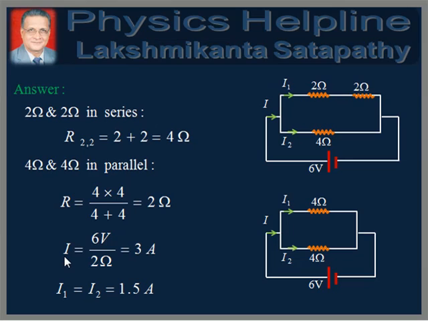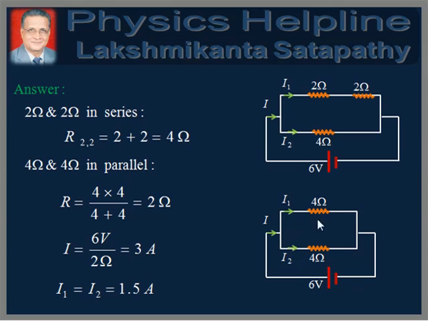Therefore, current drawn from the cell will be equal to total EMF divided by total resistance. Total EMF is 6 volts and total resistance is equal to 2 ohms, and the internal resistance of the cell is equal to 0. It is given in the question. So dividing, we get I is equal to 3 amperes.